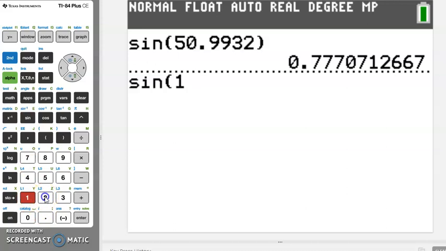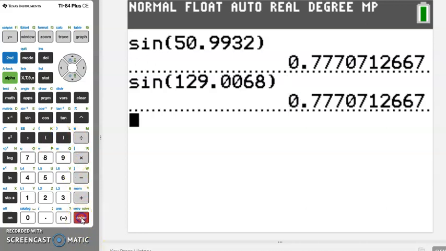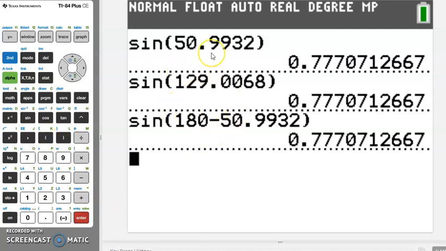Then I'm going to take the sine of 129.0068. And you'll notice that the number is indeed the exact same, right? So interesting. That's because the other day we learned that it's the sine of 180 minus theta. Theta was 50.9932, and we get the same thing. From 0 to 180, the sine is always positive, which gives us a positive value back.